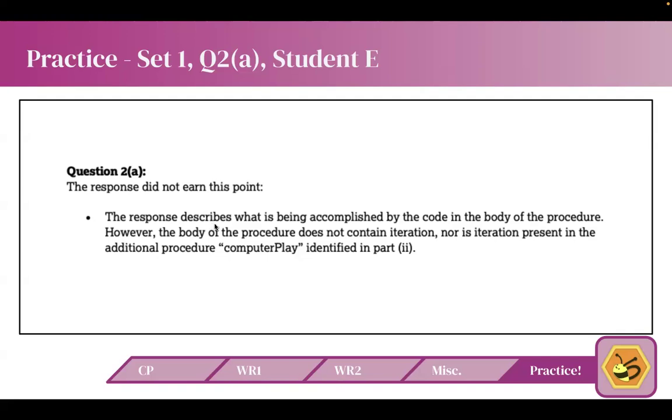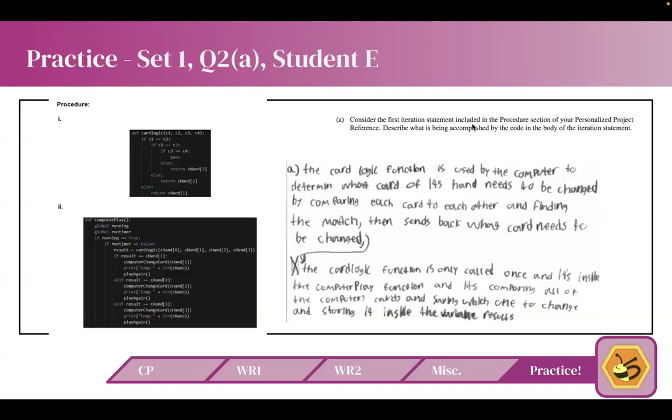The response describes what is being accomplished by the body of the code in the body of the procedure. However, the body of the procedure does not contain iteration, nor is the iteration present in the additional procedure. So it did effectively describe what's being inside of the statement, right? So we're all good there.